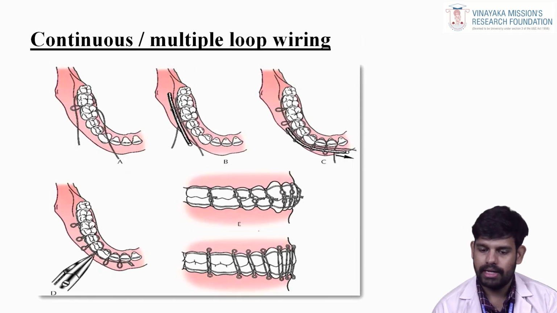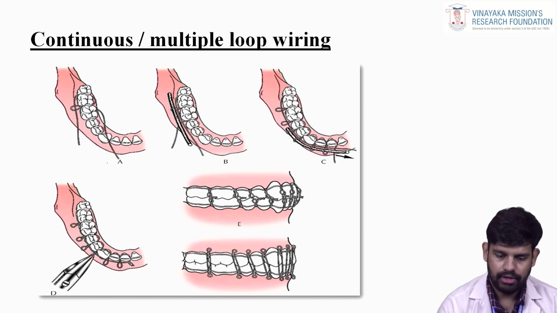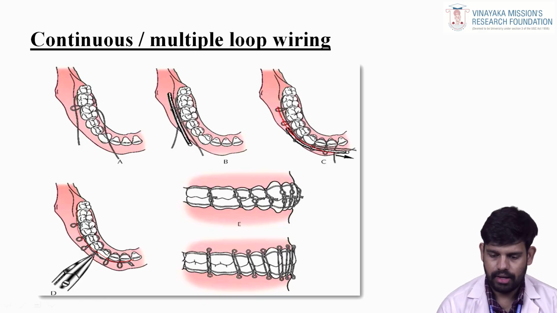The continuous or multiple loop wiring, where we will make continuous loops, and we will put a wire through all the loops and we will fix it. If the wire is not there, we will put a bar through the loops and we will tighten the loops. So this bar will stabilize the mandible, acting like a framework.